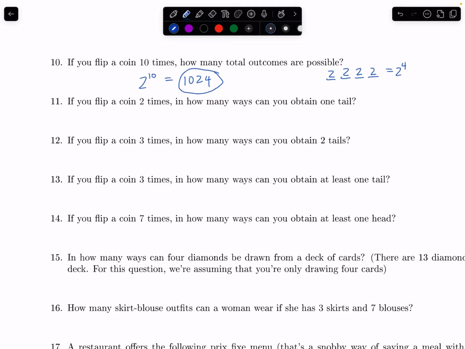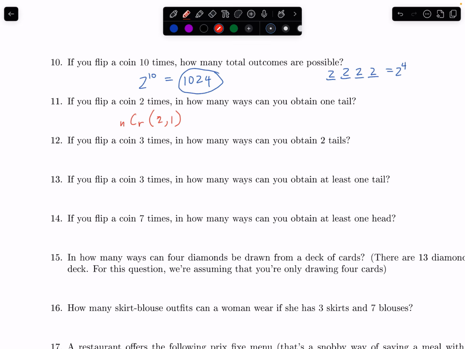Number 11: if you flip a coin 2 times, how many ways can you obtain 1 tail? Interesting question. This one, guys, check it out. It's actually an nCr question, because from the 2 flips, I want to choose one of them to be the tail. Kind of similar to the boy-girl question last time when we talked about combinations. So that's an nCr question: 2 choose 1.